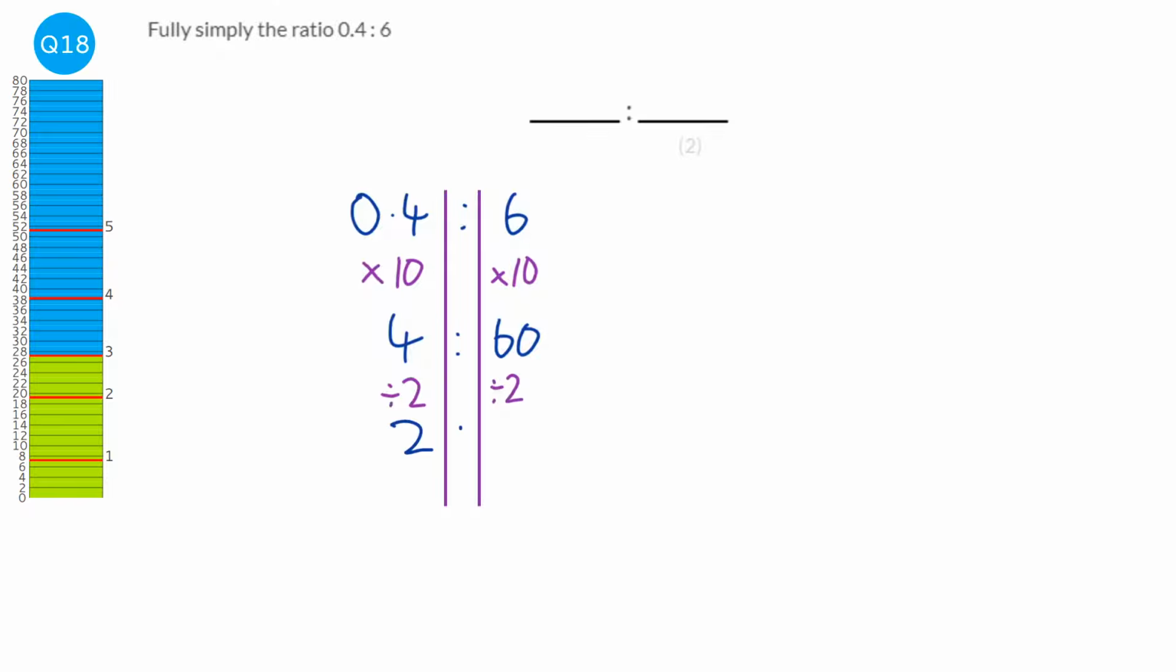So that would be 2 to 30. And I can actually do the same again. I can divide them by 2 again. And that would be 1 to 15. Now you might have just divided by 4, and that would also give you the right answer. In fact, there's a couple of different methods that you can get the same answer with.